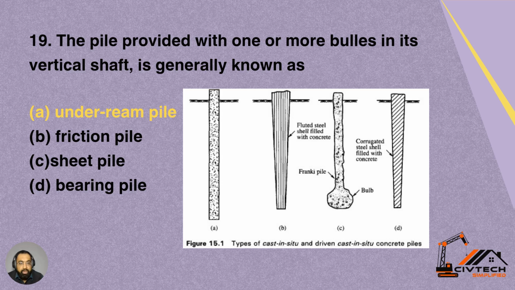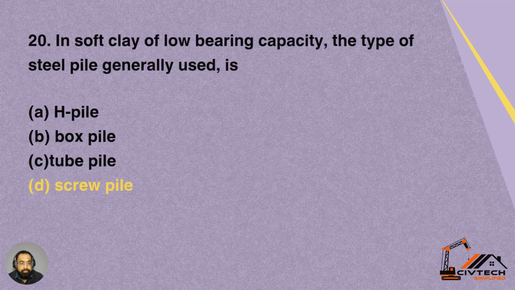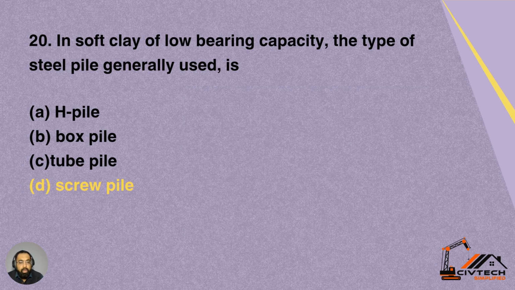Question 19. The pile provided with one or more bulbs in its vertical shaft is generally known as: A, under-ream pile; B, friction pile; C, sheet pile; D, bearing pile. So it's the under-ream pile. Option A is correct. The under-ream pile is the pile which has bulb type of enlargement at the end. So option A is correct for this question.